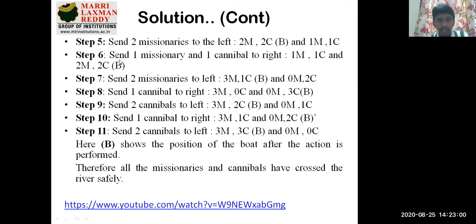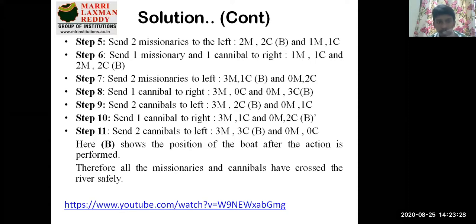So in step six, again, we'll send one missionary and one cannibal to the right, because if I keep cannibals here only, then that may eat the missionaries. That's why we are sending one missionary and one cannibal to the right. So if there is an equal number of missionaries and cannibals, that will not affect the missionaries. Only condition is if cannibals are more and missionaries are less, then only that may affect the missionary. So moving on.